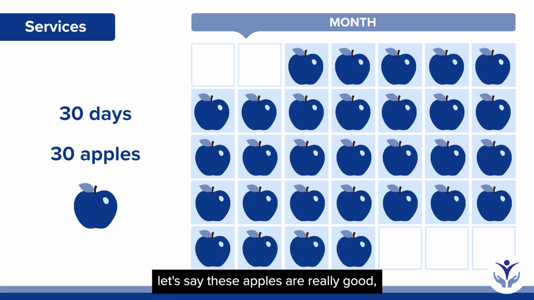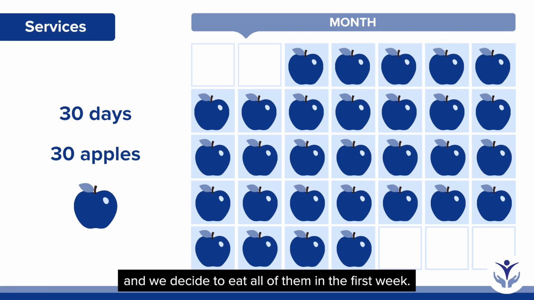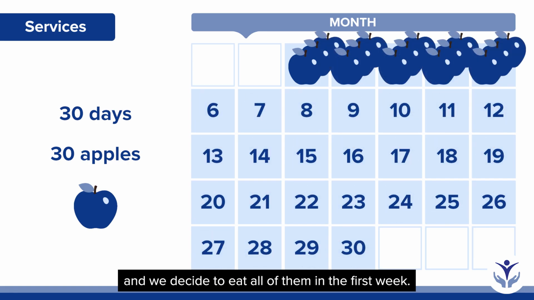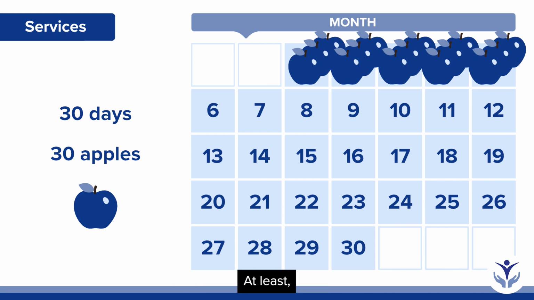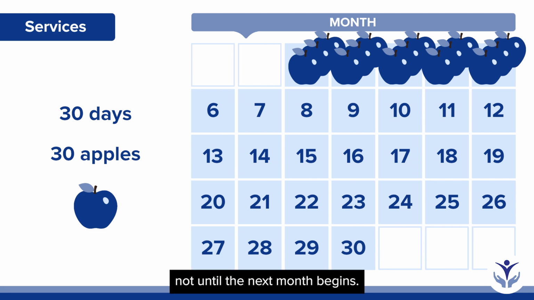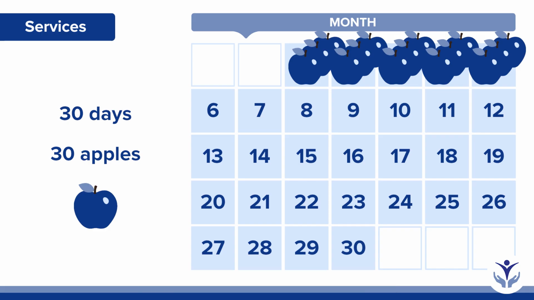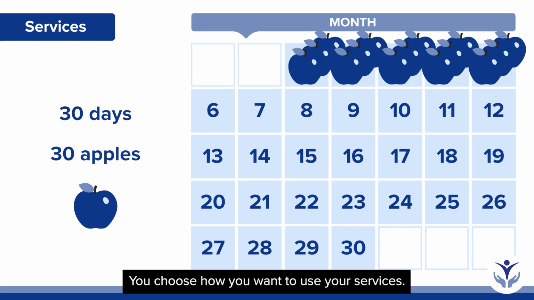Now, let's say these apples are really good, and we decide to eat all of them in the first week. What will we have for the rest of the month? We won't have any apples left, at least not until the next month begins. Using your services works in a similar way. You choose how you want to use your services.